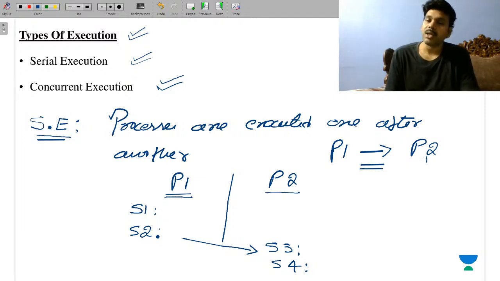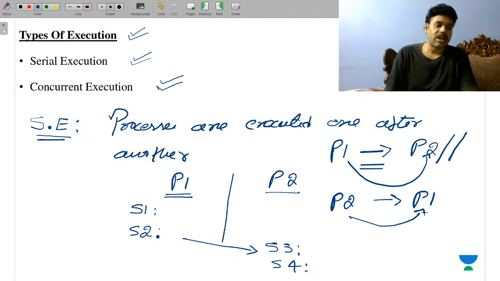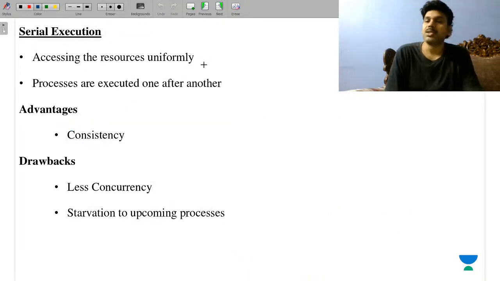So what happened? Your P2 is going to run only after completion of your P1. Otherwise, we can also define that P1 is going to be followed by P2. This is also one more way to execute it. So what is the advantage here? You see the advantage with serial execution.